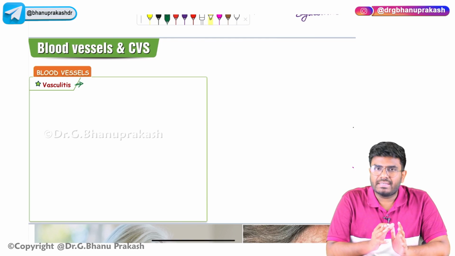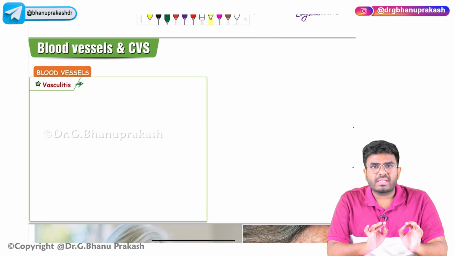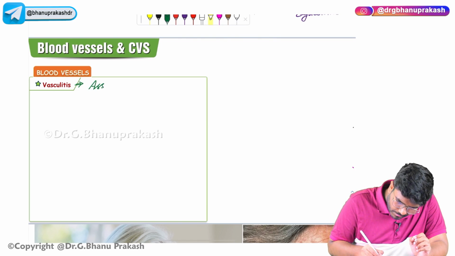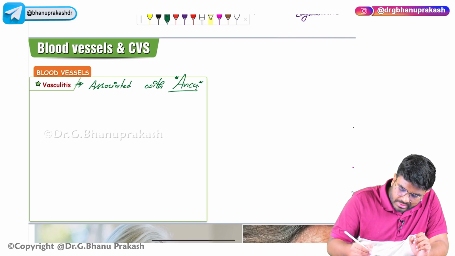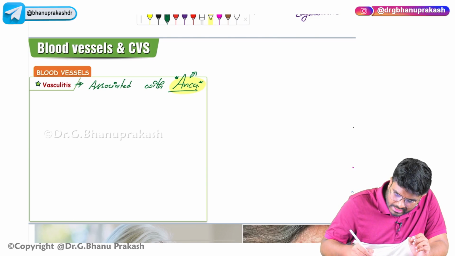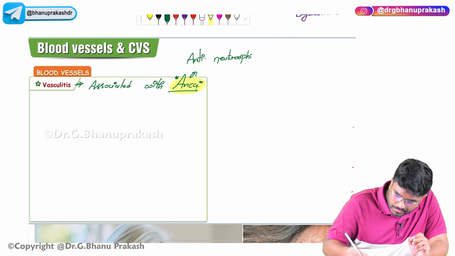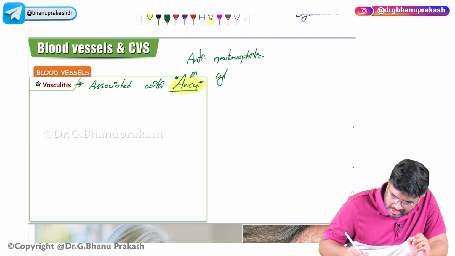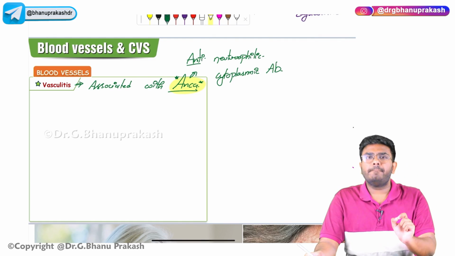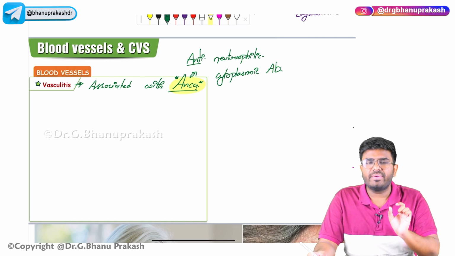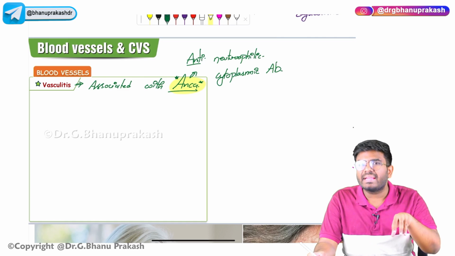Now after discussing the types of vasculitis, one important point which I want you to know is that not all vasculitis, but some vasculitis, are associated with ANCA. You can ask me, what exactly is this ANCA, sir? ANCA means anti-neutrophilic cytoplasmic antibody. Some vascular disorders, especially small vessel vasculitis, are associated with this type of antibody within the cells.